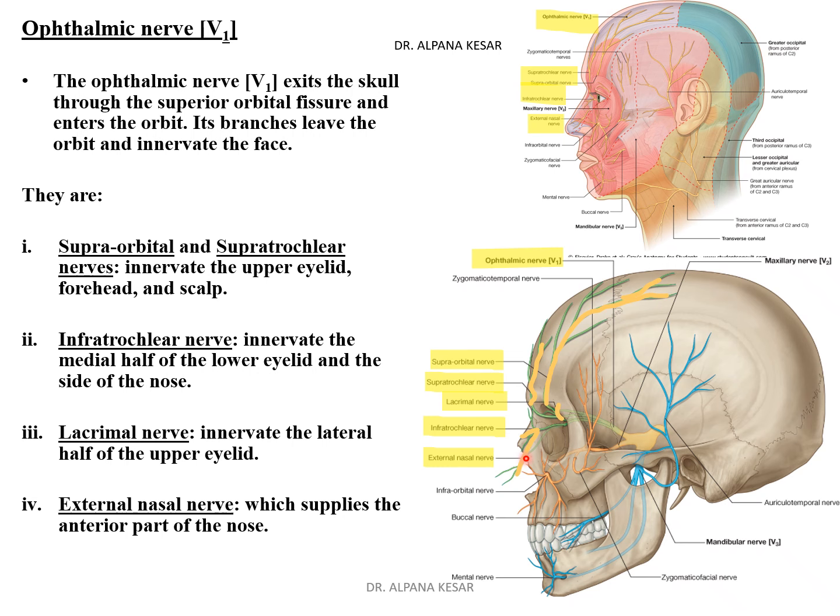So, through these five branches, the ophthalmic nerve supplies the skin of the nose, medial part of the skin of the lower eyelid, skin of the upper eyelid, skin of the forehead, and the anterior part of the scalp.